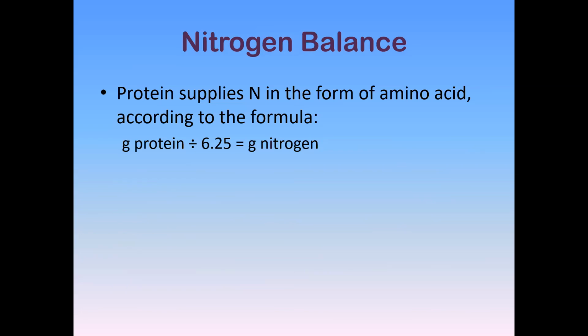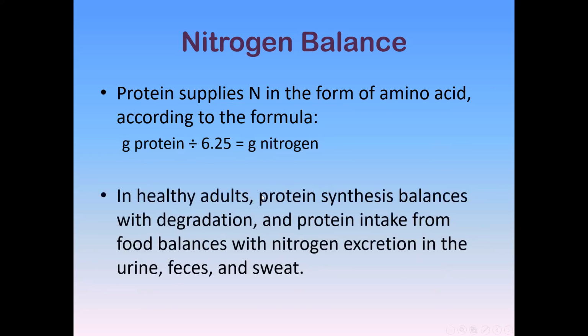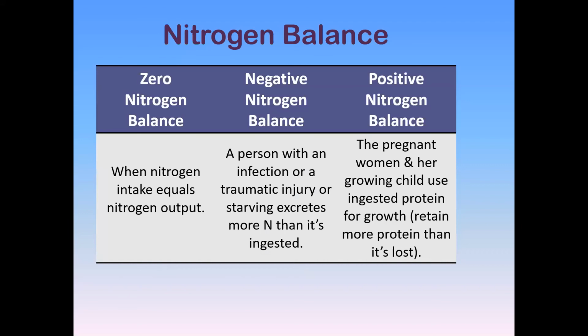You will not need to memorize this formula. In healthy adults, protein synthesis usually balances with degradation. The protein intake from food will balance with the nitrogen excretion in the urine, feces, and sweat. So usually when we are healthy, we are in zero nitrogen balance. This means that the nitrogen that we are receiving from food equals the nitrogen output.